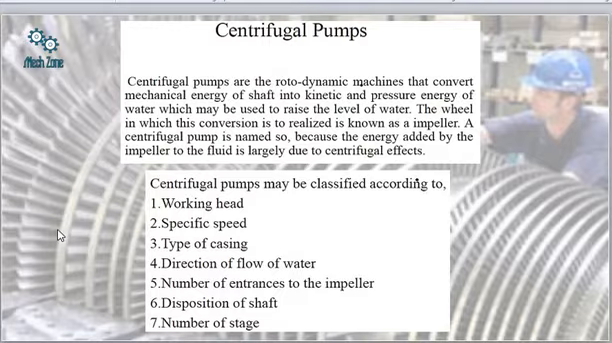A centrifugal pump is named so because the energy added by the impeller to the fluid is largely due to the centrifugal effect. We will be studying this centrifugal effect in the theory of machines.